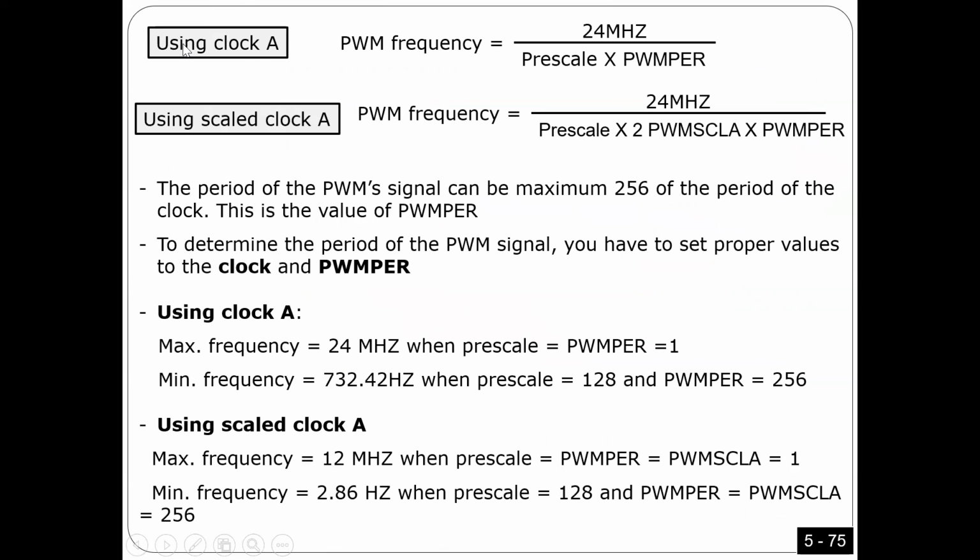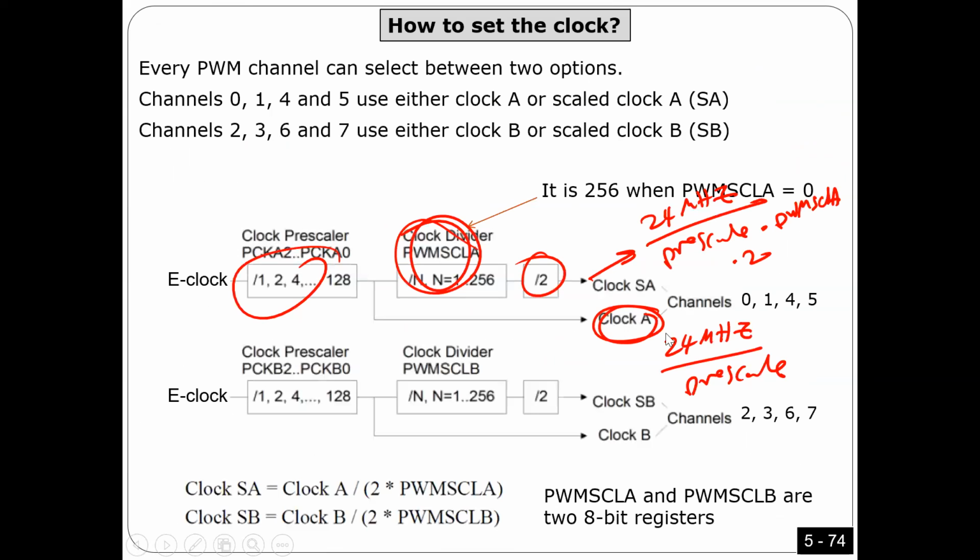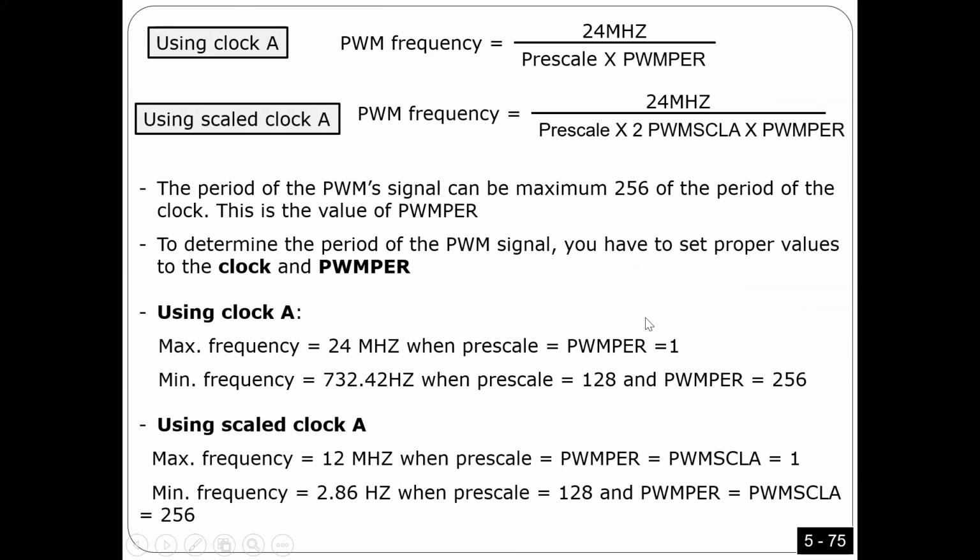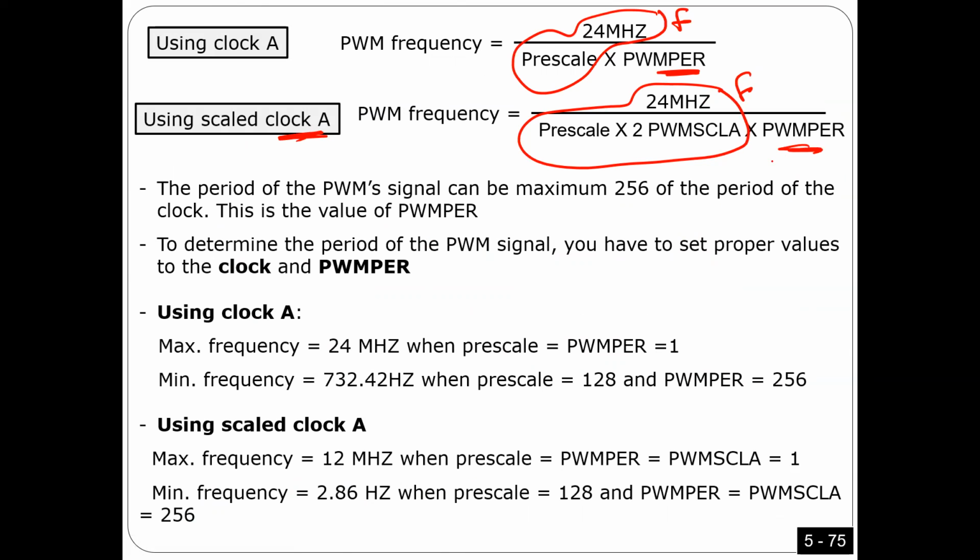Now, if I can use clock A, I told you for every channel you can select. Do you want to use clock A or scaled A? So I should select based on what? I'm going to tell you based on what. Here, if I use A, this is the pulse width modulation frequency. This is F, I told you about, then I'm going to divide it by the period, right? Here in case of scaled A, this is F, then I'm going to divide it by the period. Is that okay? So if you do the math, what is the minimum and maximum frequency I can generate?